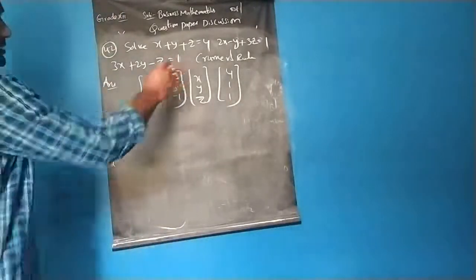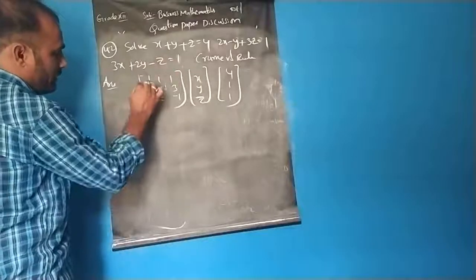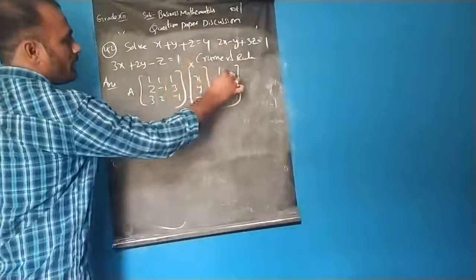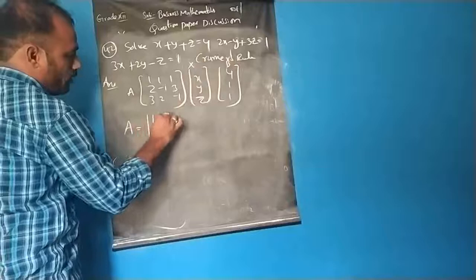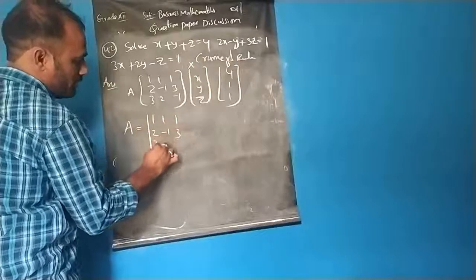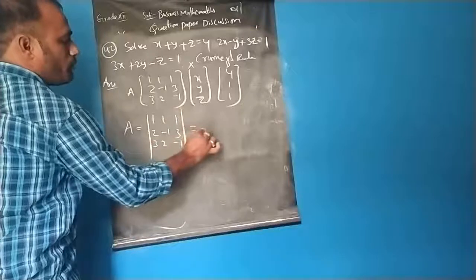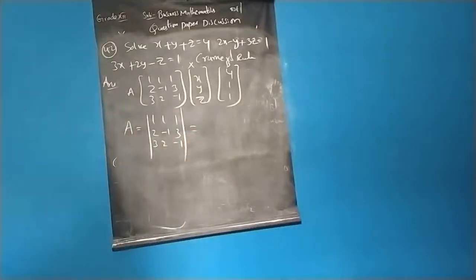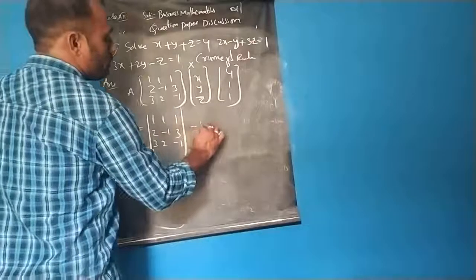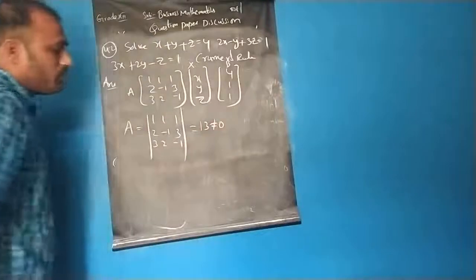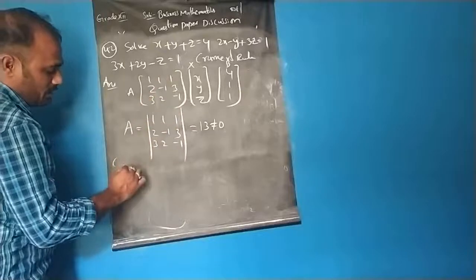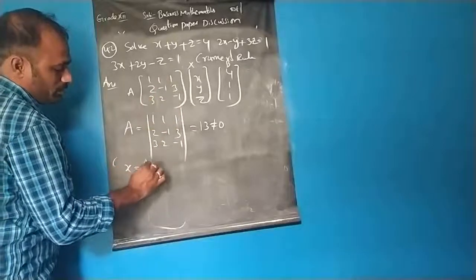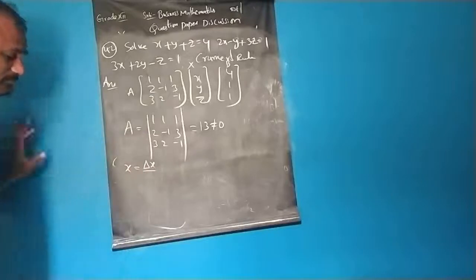In this, first let us find the determinant. This is the A matrix, this is the variable matrix, and this is the constant matrix. So matrix A determinant: 1, 1, 1, 2, minus 1, 3, 3, 2, minus 1. If you find the determinant, we will get the answer as 13, which is not equal to 0. Since the determinant is not equal to 0, we can apply Cramer's rule. So first, to get the x value, that is delta x by delta.